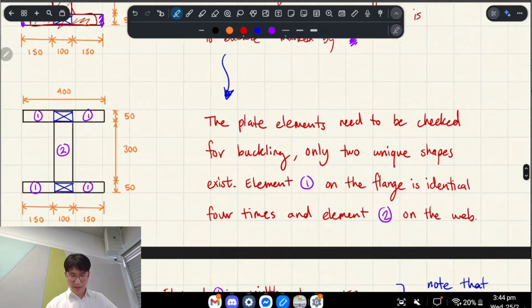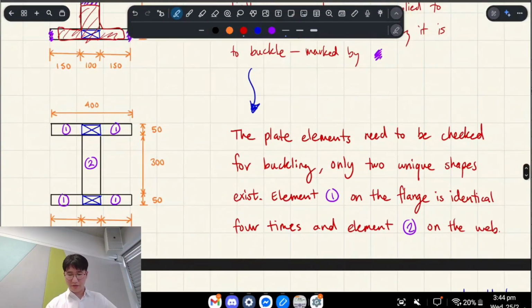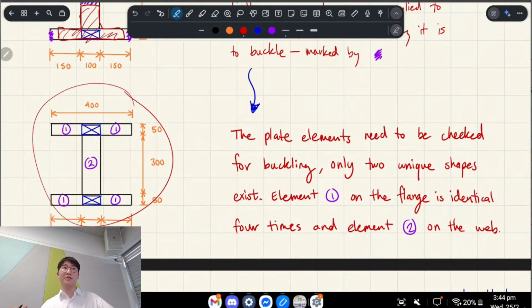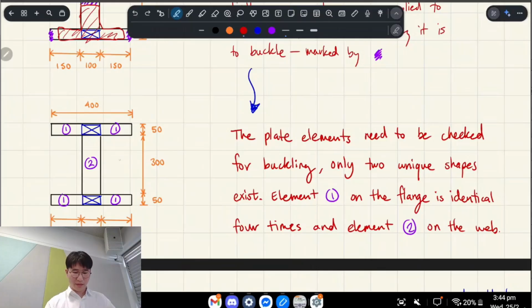But the way that we calculate it is we have to look at each individual element that's unique. If you look at this shape on the left, there's actually only two types of shapes that we have to check. We have the cantilevering flange component, and we have the web supported on both ends.